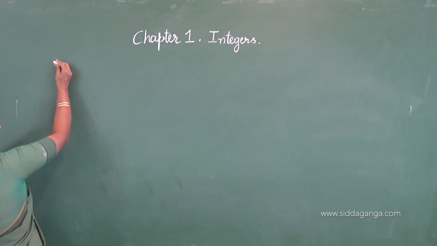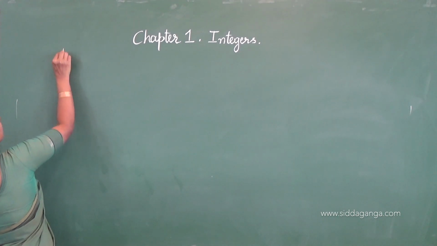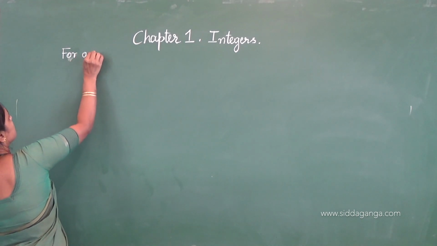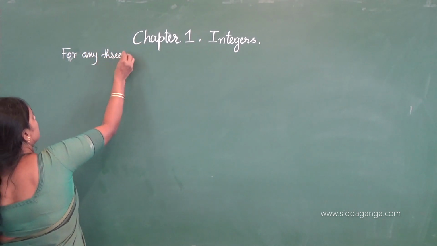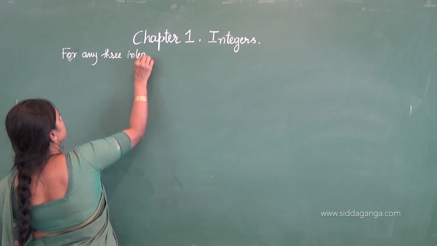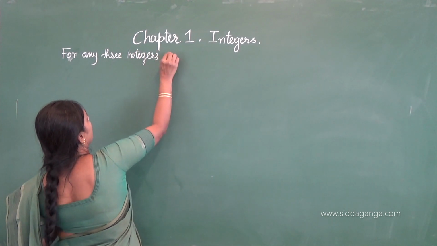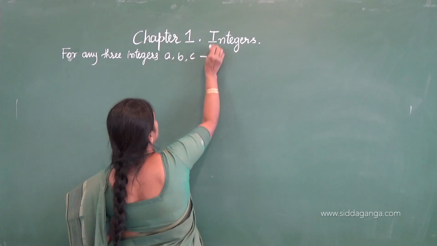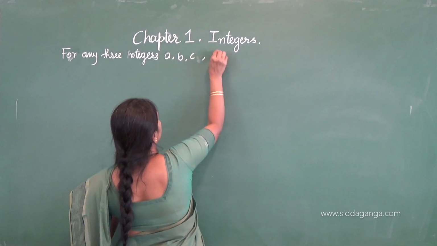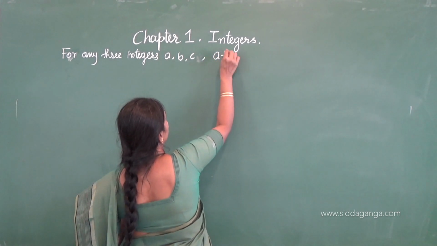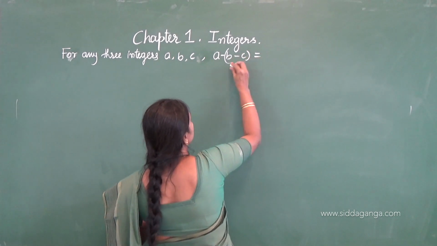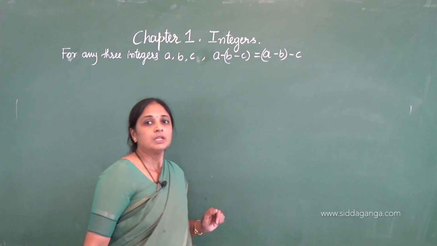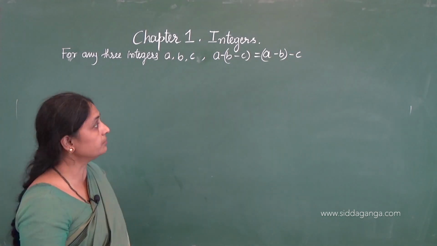Okay, the condition is for any three integers a, b, c, (a - b) - c is equal to a - (b - c). So this is the condition for subtraction.